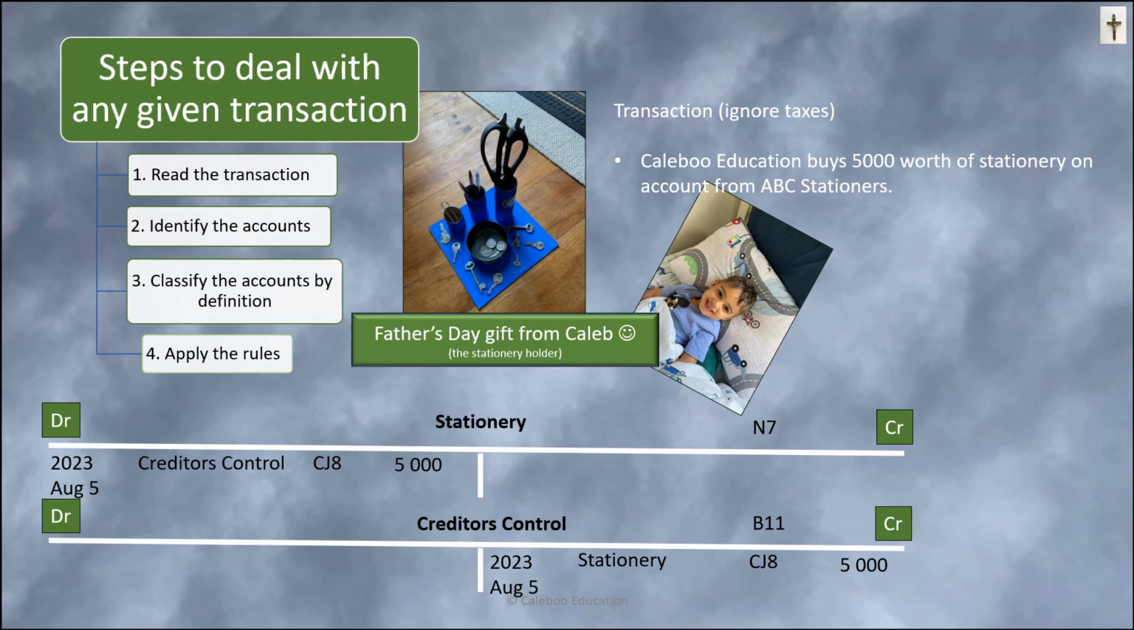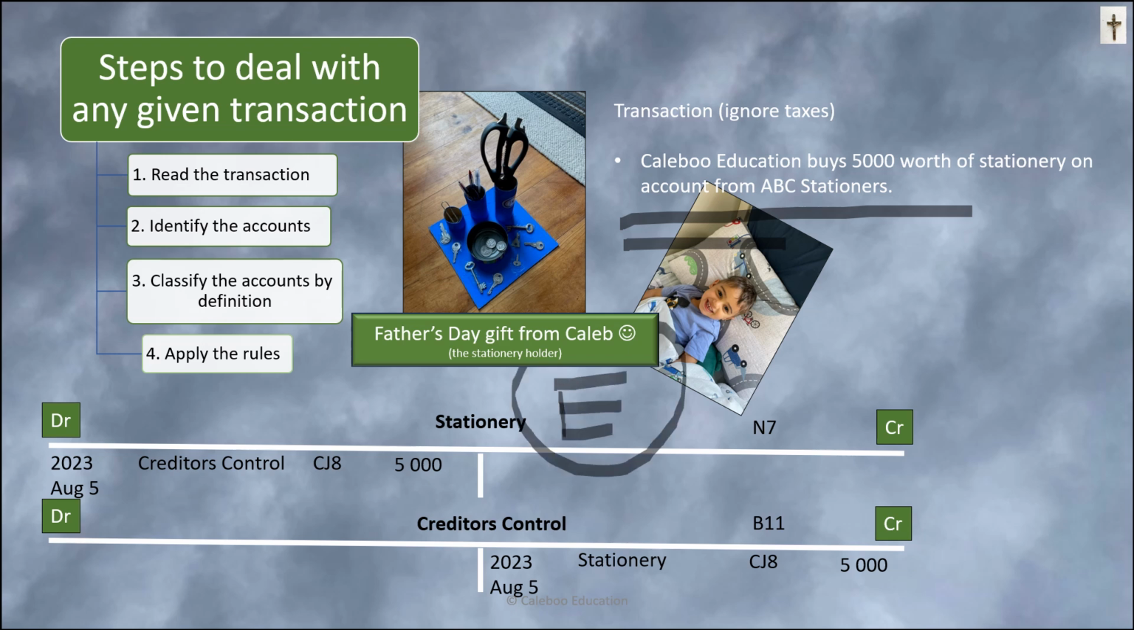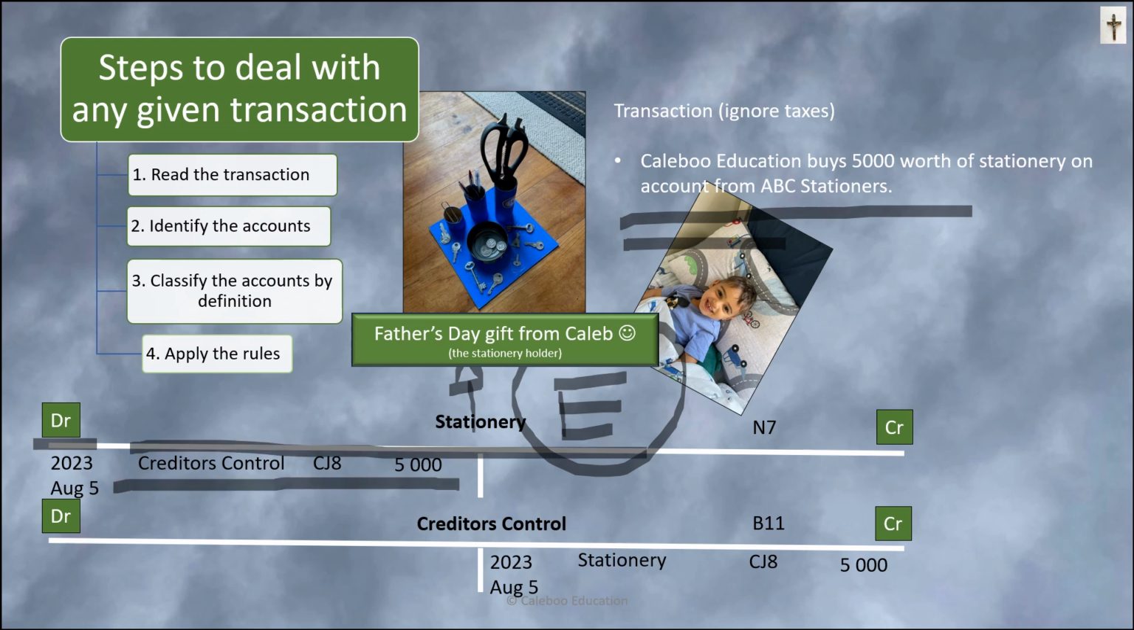So here we go. I've written this transaction out neatly. Calibur Education bought 5,000 Rand worth of stationery from AB Stationers on credit, on account, buy now, pay later. Stationery we identified as an expense. There was an increase in expense. The rule says the account must be debited. So the entry is on the debit side of this T account. Increase in expense, the rule is debit.